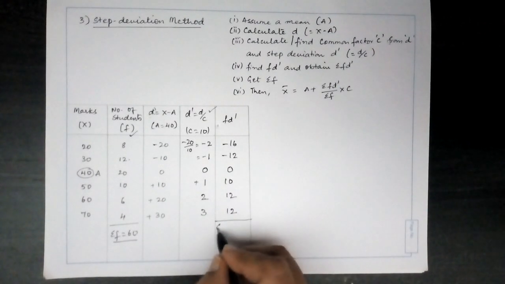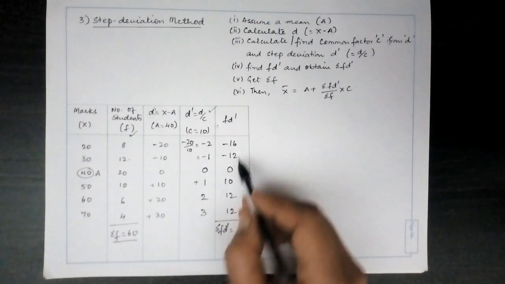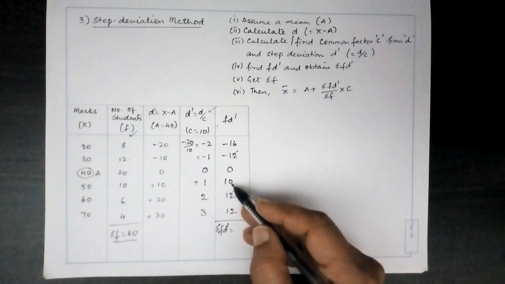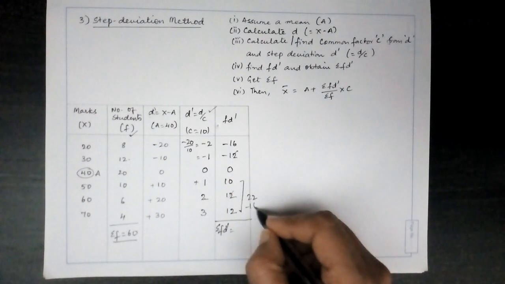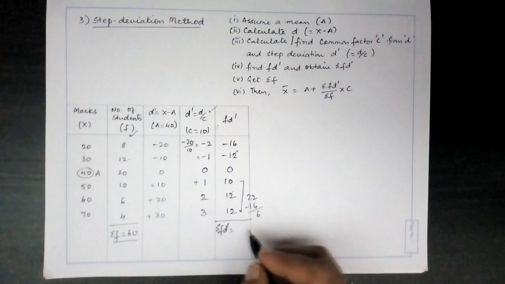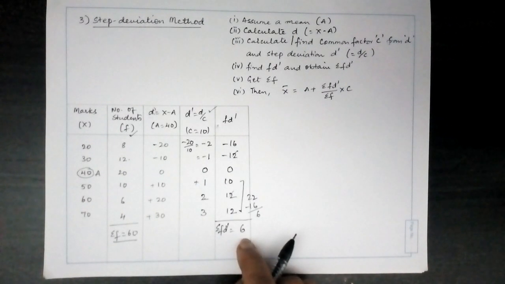So we have to find out now sigma fd dash. So here 12 and 12 goes. Then we are left with 22 over here. 22 and minus 16. So 22 minus 16 is 6. So sigma fd dash becomes 6. So just see how simple the numbers have become after the step deviation.